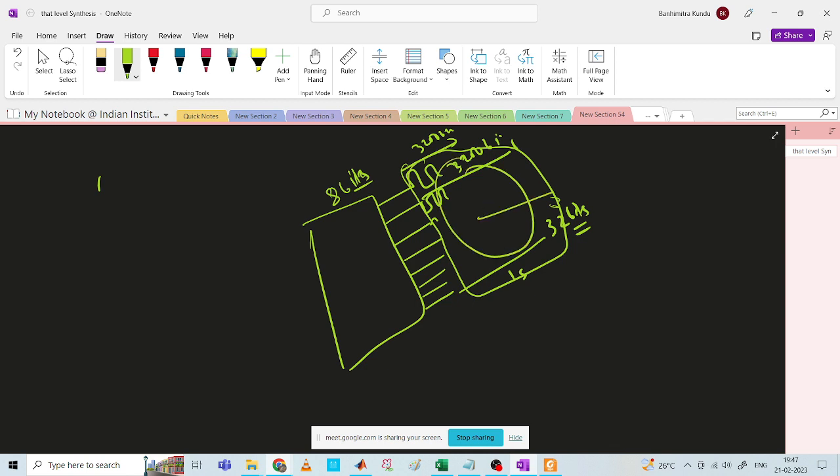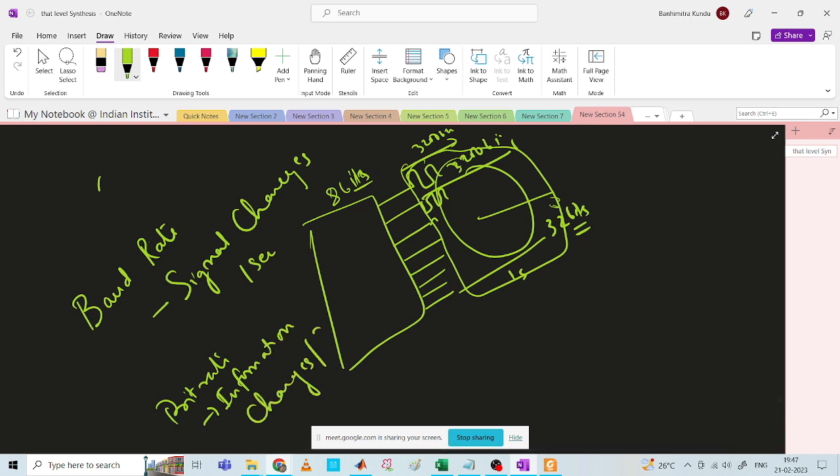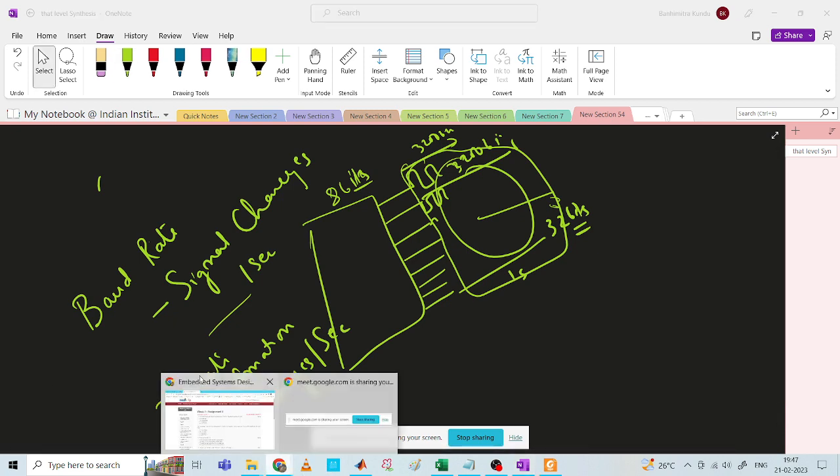Based on that, you say that is a baud rate, because baud rate is signal changes per second, and bit rate is information changes per second. So normally baud rate is more than the bit rate. Did you get it?